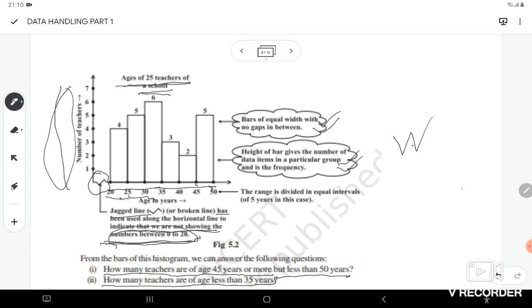Now let's see the different types of questions which we are going to encounter in such a histogram. It says, how many teachers are of age 45 years or more but less than 50 years? So more than 45 years but less than 50 years, that is between 45 to 50. It says, how many teachers are of age less than 35 years? So it's 20 to 25 and 25 to 30.